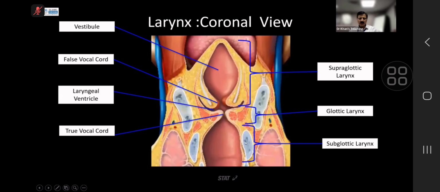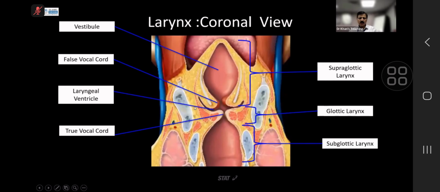Inferior to that is the infraglottis, which includes the cricoid cartilage, and then will be the trachea. So these are the three levels. Here, once again: vestibule, false chord, true chord, and this is the ventricle.